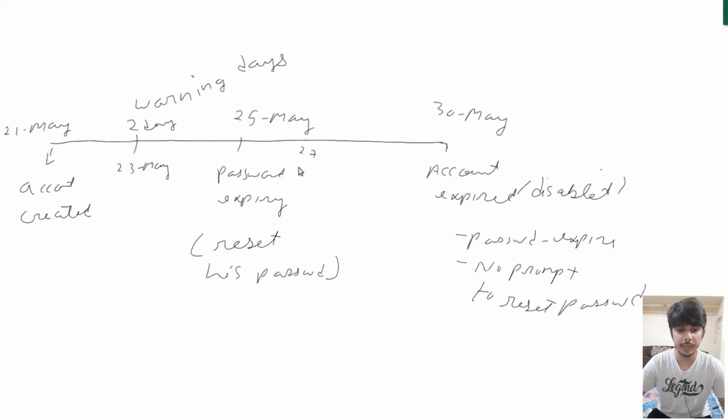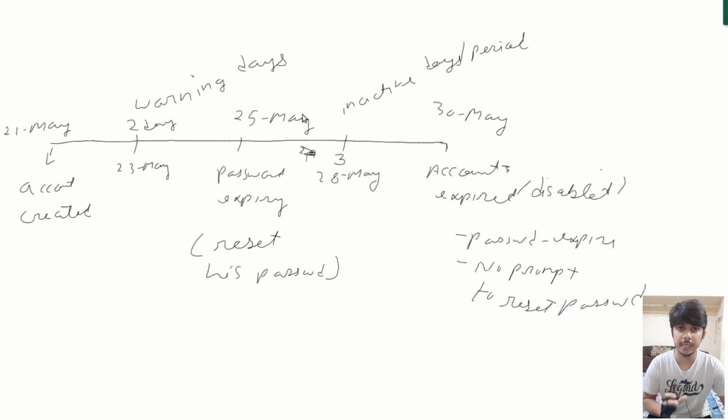After that, we have the inactive time. Let me write here inactive, or inactive period as it is also called. Now let's say that it is set to 3 here. So after the 25th of May, that is the 26th, 27th and 28th of May, within these 3 days the user must change their password or the account will get disabled. That is the meaning of our inactive date.